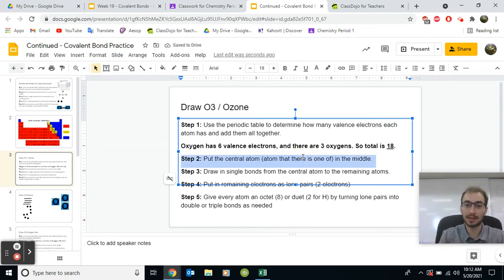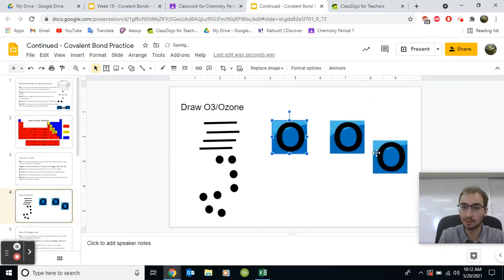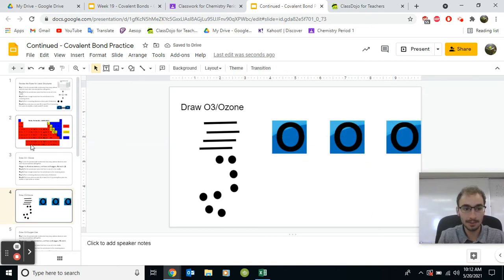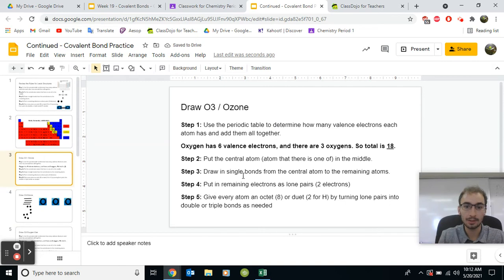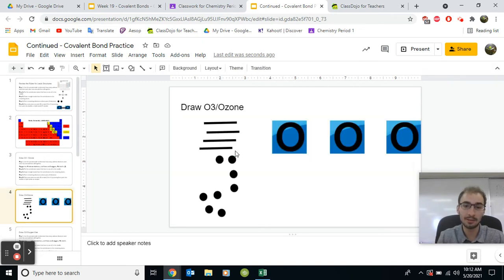Next step, put the central atom in the middle. They're all the same, so it doesn't matter. Pick one to go in the middle. Next, draw in single bonds from the central atom to the remaining atoms. So now you're just going to connect them with some single bonds.